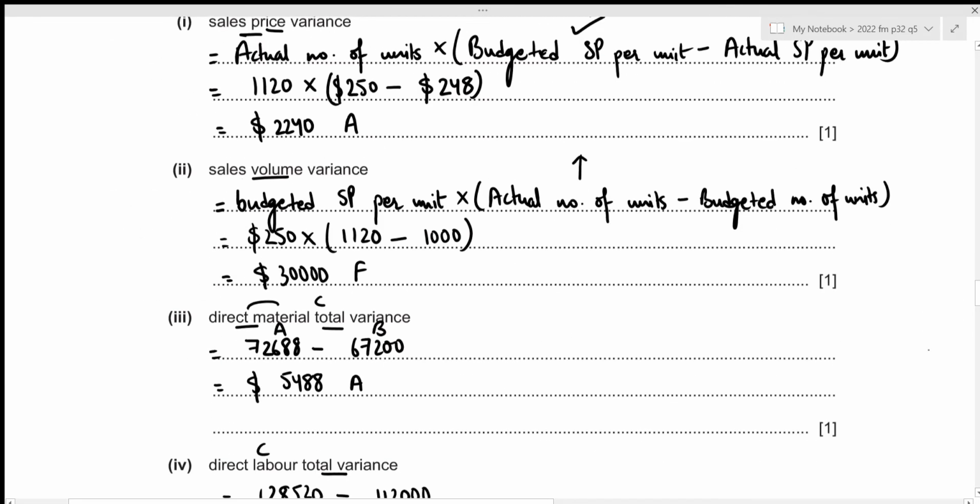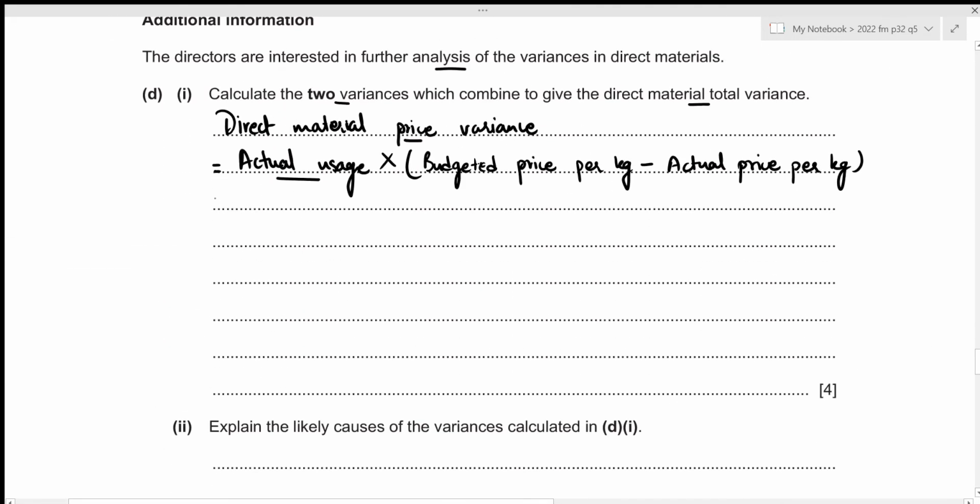Let's write it down. So the actual uses is 6,160. We had our budgeted price per kg to be 12 and the actual one to be 11.80. And this gives the direct material price variance to have the value of 1,232.